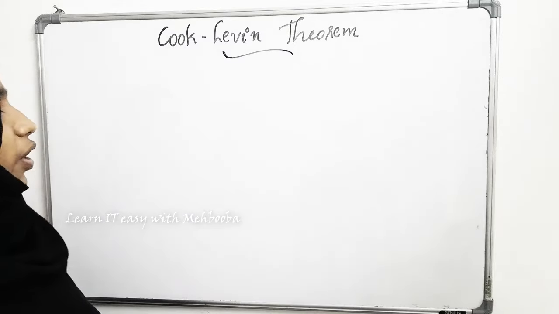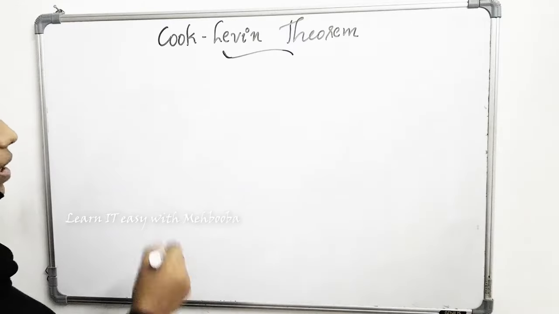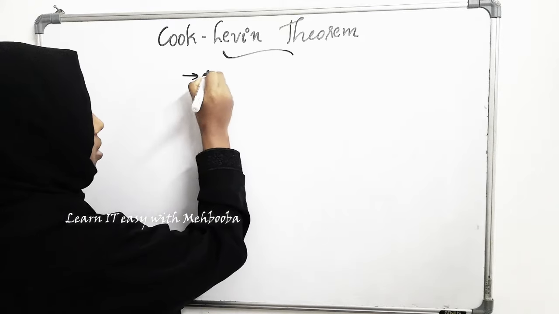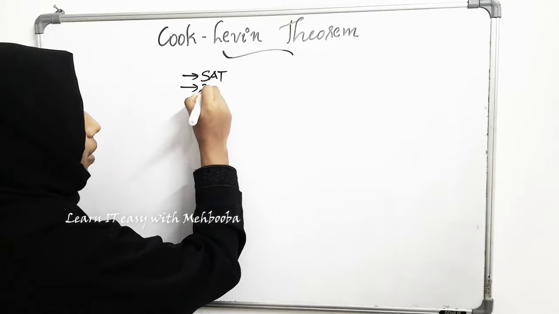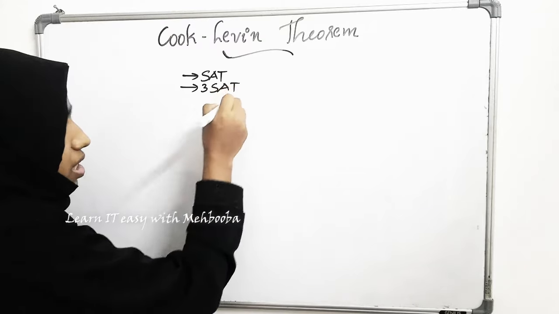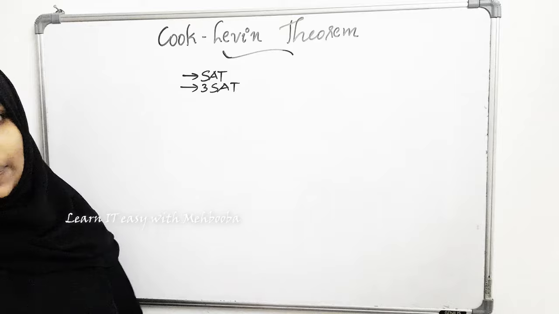Hello all, in this video we will see the Cook-Levin theorem. The statement of the theorem is SAT is NP complete and 3 SAT is NP complete. So both this satisfiability problem and 3 satisfiability problem.